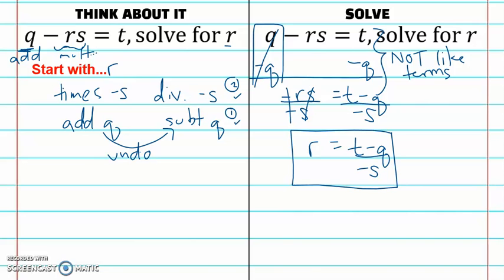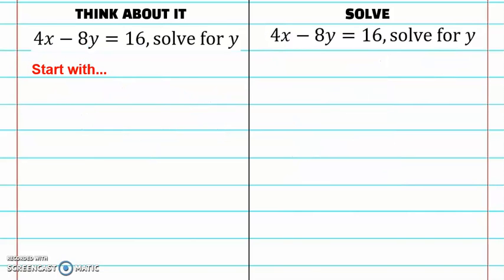Let's do another one. All right, we've got 4x minus 8y equals 16. Again, solving for y, so I start with y and I see how did I build it? Look, multiplication and division first, then adding and subtracting. So I look at everything attached. It's negative 8y, so that tells me I multiplied times negative 8. And then I do this. So first the multiplication, then adding or subtracting. It's positive, so I'm adding 4x.